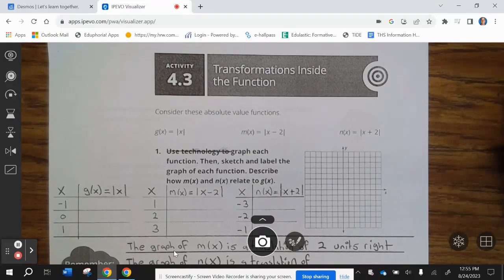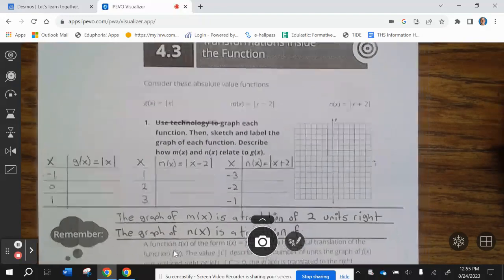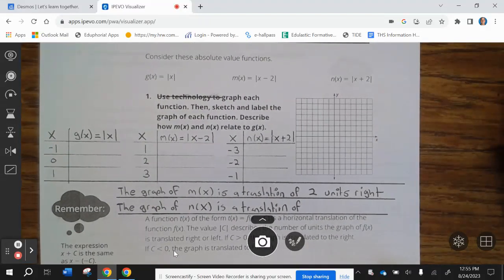Okay, Wildcats, here we're at activity 4.3, transformations inside the functions. Consider these absolute value functions. Graph each function, then sketch and label the graph of each function. Describe how m of x and n of x relate to g of x.